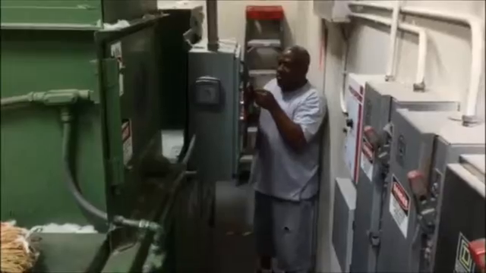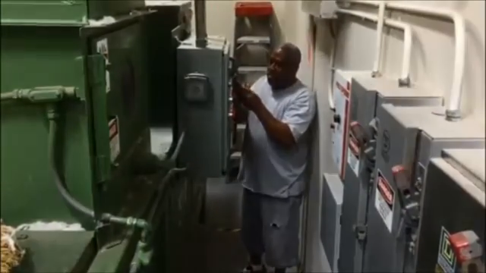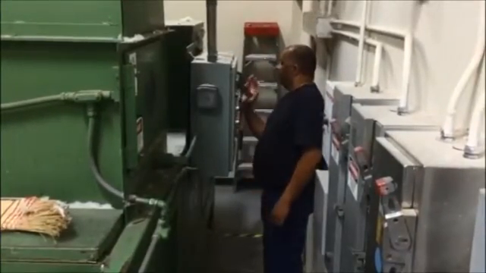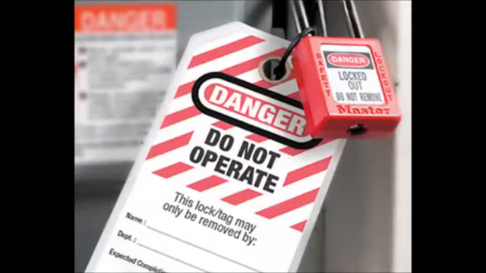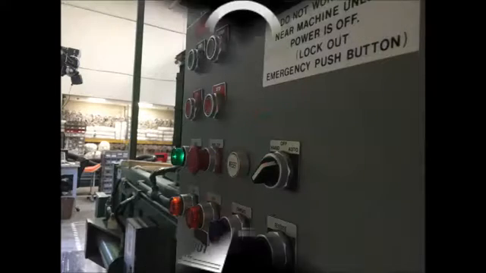You must disconnect the power source, such as a circuit breaker panel or disconnect switch, and attach a lock with a tag to prevent other individuals from energizing the power source. The tag is meant to provide information on who locked out the equipment.